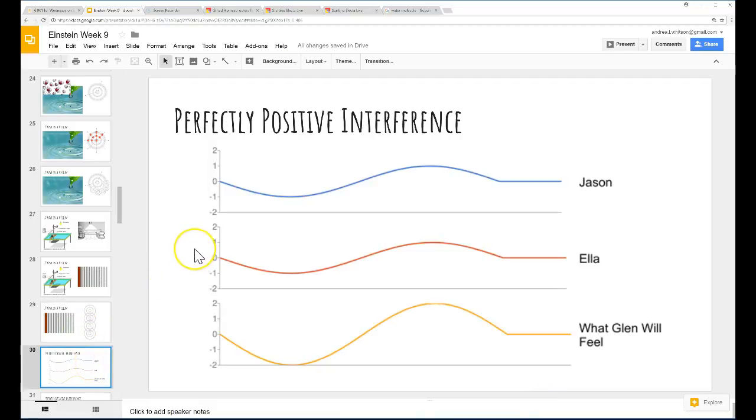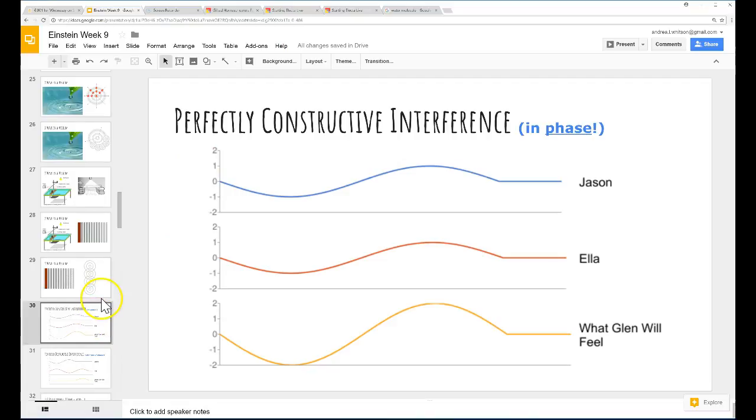This is where we bring in the positive interference and the negative interference. And it should be constructive and destructive. I put negative interference, it should be destructive interference. I'm going to pause right now. Oh, I'm glad I caught that. So it's not really called positive and negative interference. It's constructive interference, which is in phase. This is perfectly constructive interference, which is in phase.